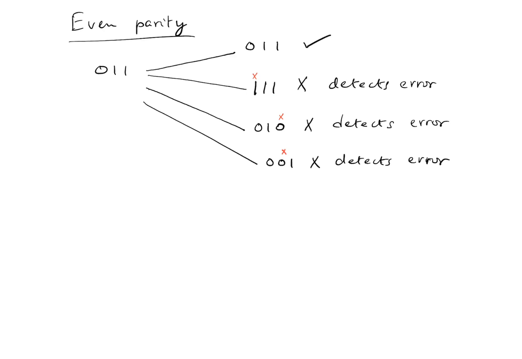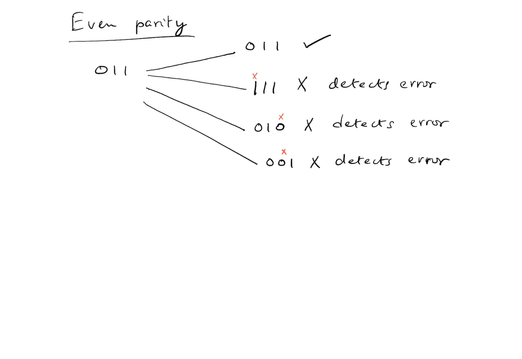But nonetheless, in all these three cases, it can detect the error. However, it cannot correct the error because it does not know in which of those three positions the error has occurred. Okay? It does not even know how many errors have occurred. Maybe the information that you transmitted is 000 and all three have errors and it became 111. So it can't fix the problem, but it can anyway detect that there is some error.